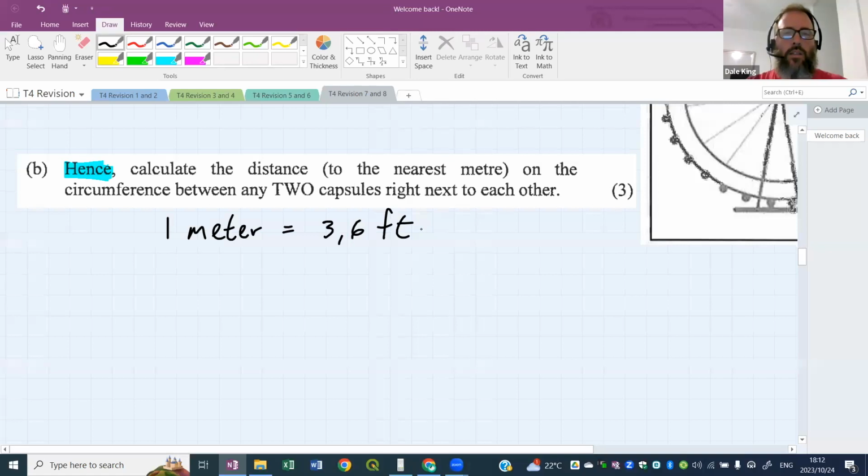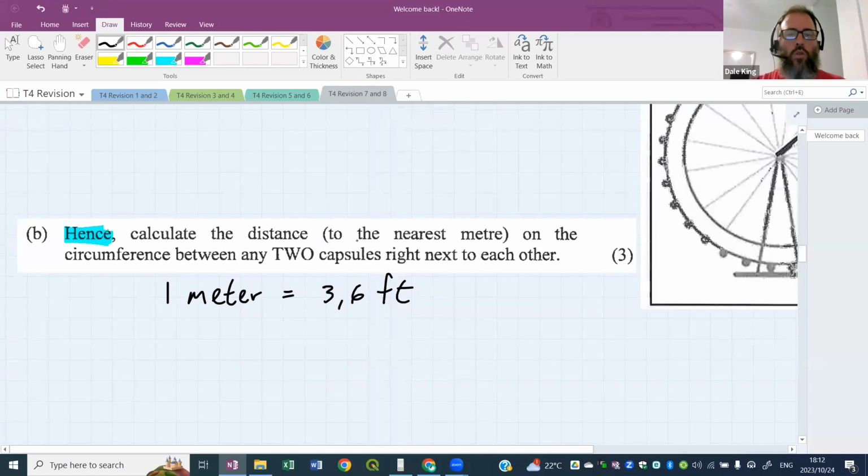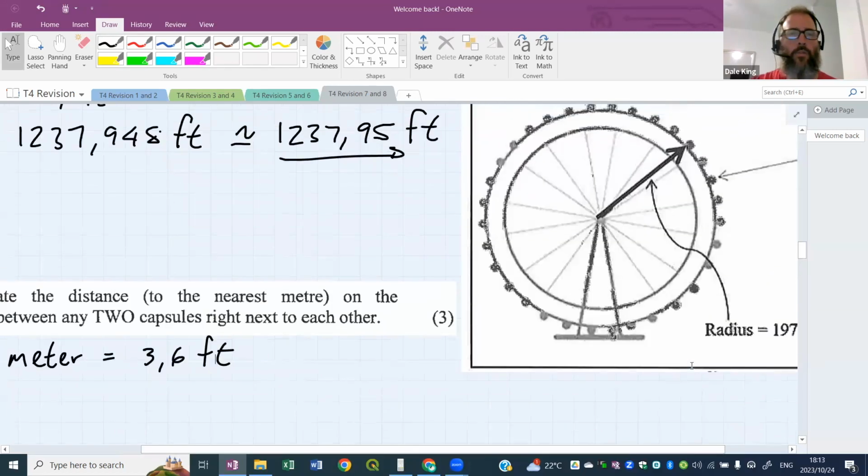So they say, hence, calculate the distance to the nearest meter on the circumference between any two capsules right next to each other. Let's understand what this means. If we look at this diagram, we can see that there are capsules. I'm circling one, and there's another one there. What they want us to do is work out the distance between these two capsules on the circumference. They want it in meters, so we're going to give it to them in meters.